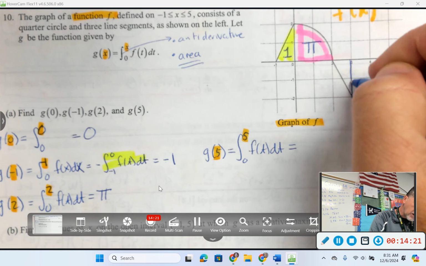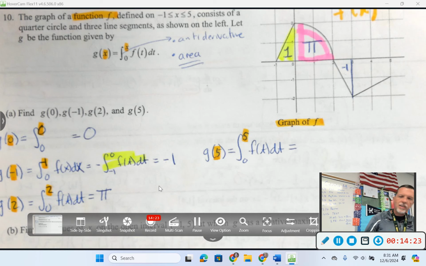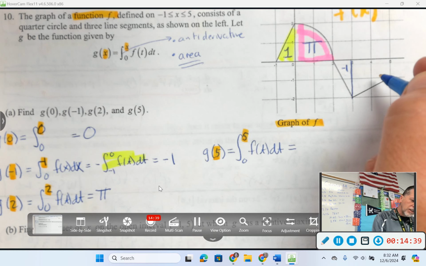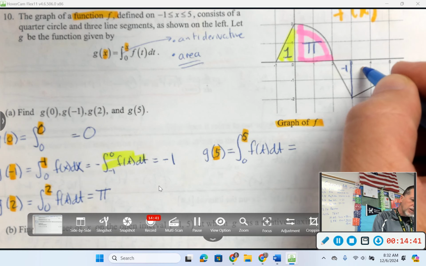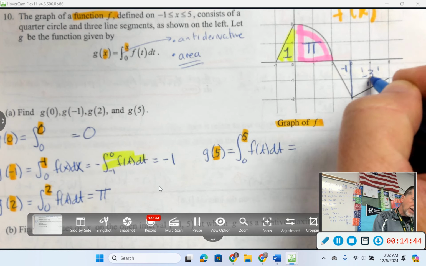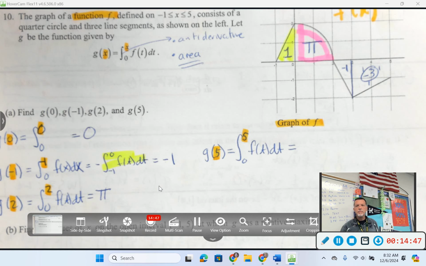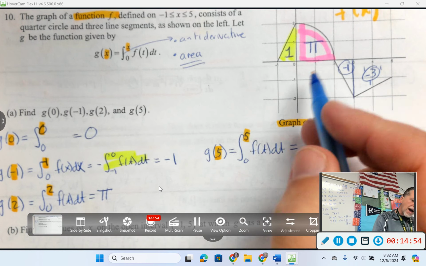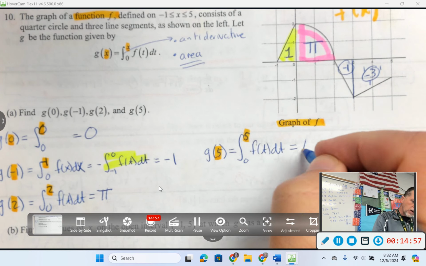I'm going to divide these up. That one's -1, that's easy. The other one's a trapezoid, but you really want to do an area of a trapezoid formula? Or do you just want to divide it up and count the squares? Yeah, just count the squares. 1, 1, 1. So -3. There's 3 squares there. So from 0 to 5, pi minus 4.